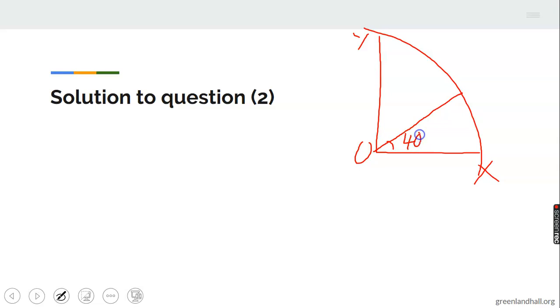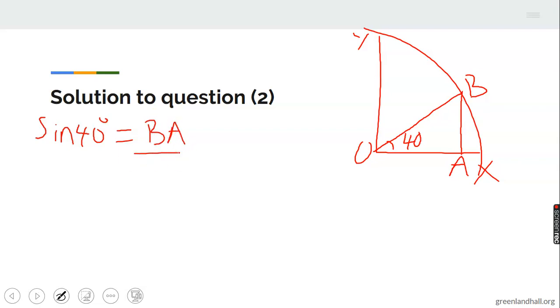Okay, this is 40. Then draw a straight line. Make this one B. Then draw a straight line. Call this A. So that means sine 40 degrees will be opposite BA or AB over OB. And what is your BA? You measure.